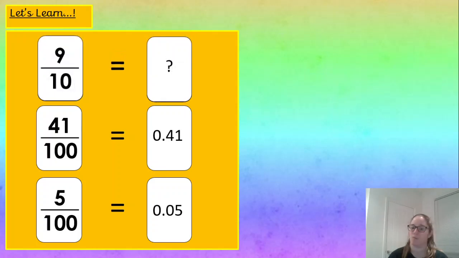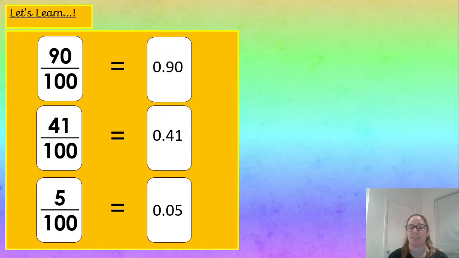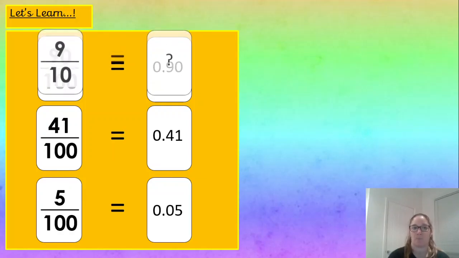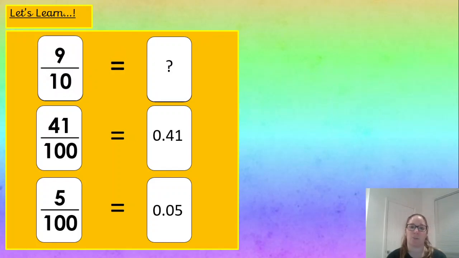If we know that 90 over 100 is 0.90, what's 9/10 going to be? Have a think about that. Perhaps pause the video and have a discussion. What would 9/10 be? So 9/10 is exactly the same, because 9/10 is equivalent to 90 over 100. So it is still 0.9 or 0.90, because this can be multiplied by 10, but our decimal number doesn't change because the fraction is just an equivalent fraction.